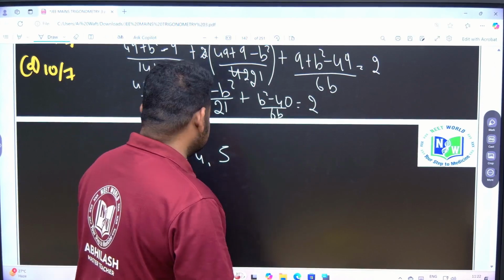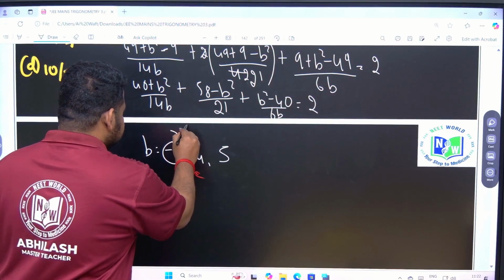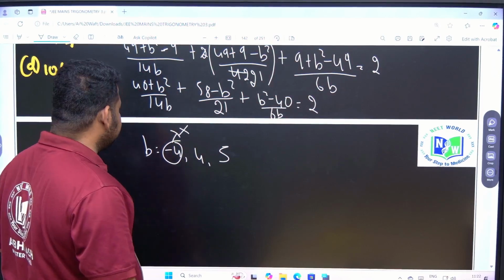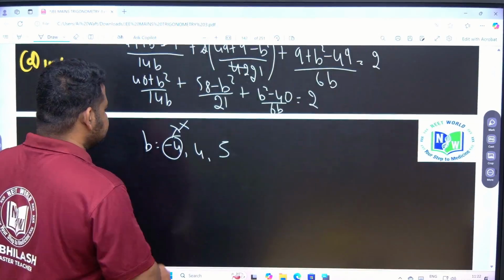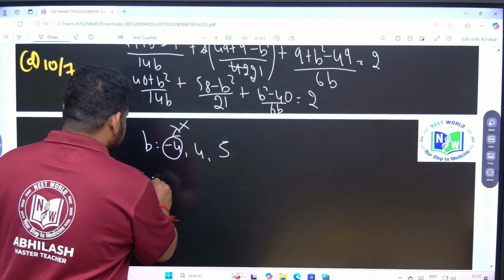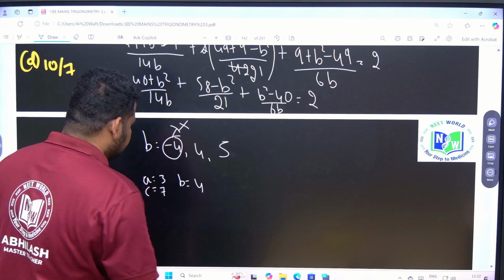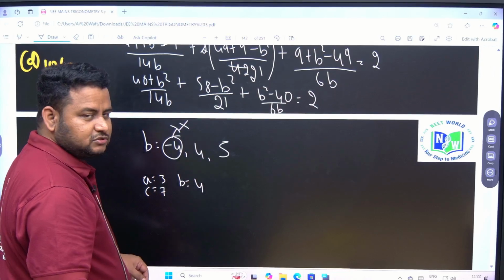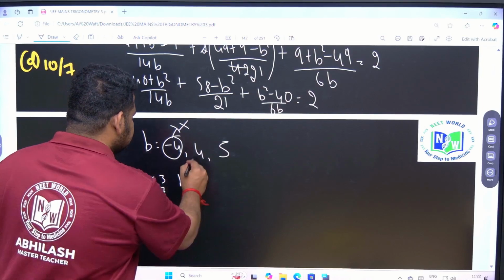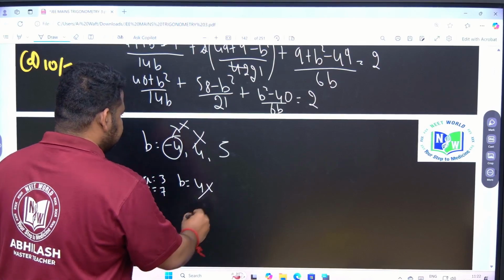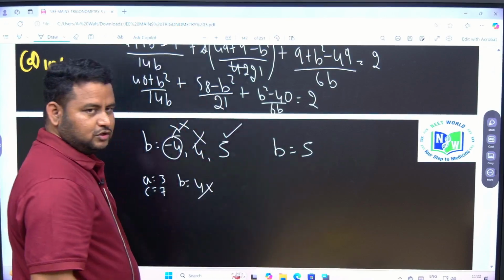So what will happen here is, see friends, this cannot be taken because a side cannot be negative. What about b being 4? See here friends, the triangle is having the sides a is equal to 3, c is equal to 7, and b is equal to 4. If you take that, 4 plus 3 will become equal to 7. The sum of two sides is always greater than the third side. So as per that, this also cannot be taken. So the only value of b is this one. So b is equal to 5. We got b is equal to 5.